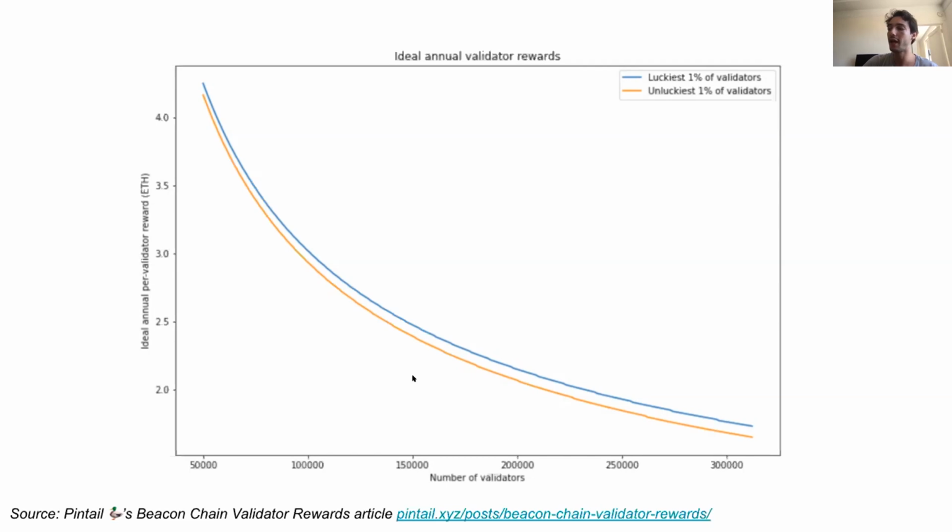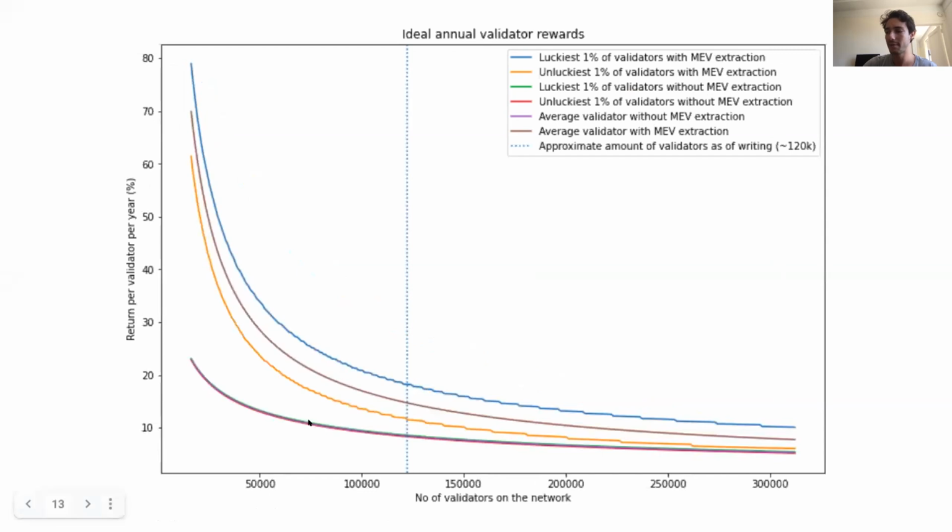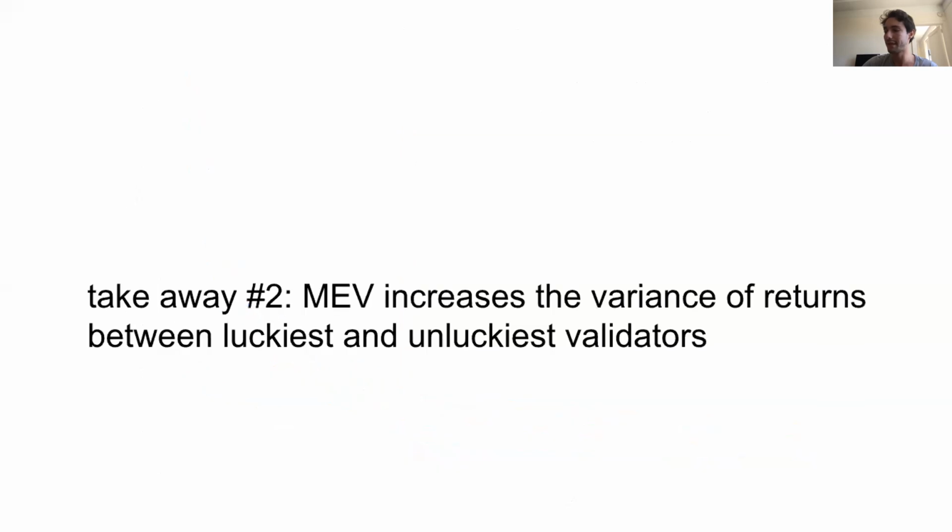But now if you add MEV onto that, the two curves that you see here are now collapsed, and the difference is pretty much, you can't see it, but this is the average MEV, the unluckiest and luckiest, and you can see how wide the gap is. And that's something to think about more deeply in my opinion, because a second takeaway that maybe we can see from this is that MEV increases the variance of returns between the luckiest and unluckiest validators.